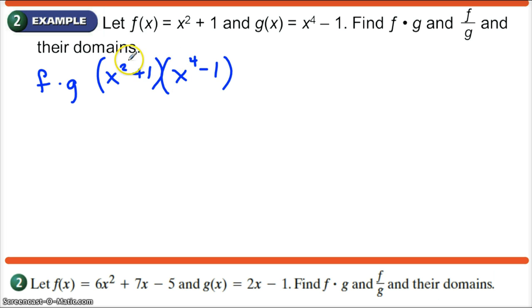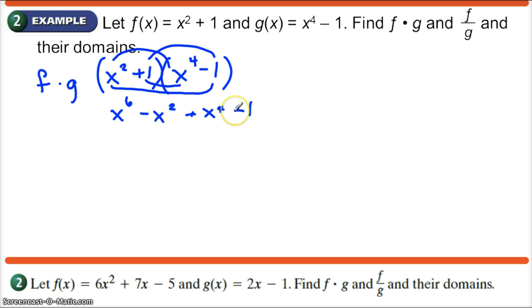Okay, now we need to distribute, so we're going to FOIL. So we have x squared times x to the fourth, which, keep the base, add your powers. So we have x to the sixth. Outside, x squared times negative 1, so negative x squared. Inside, 1 times x to the fourth, so it's x to the fourth. And then the last, 1 times negative 1 is negative 1.